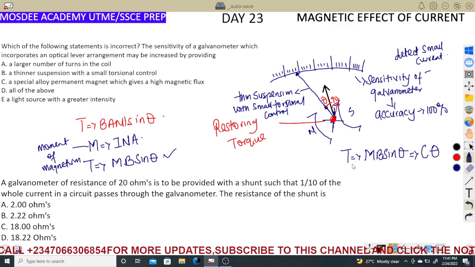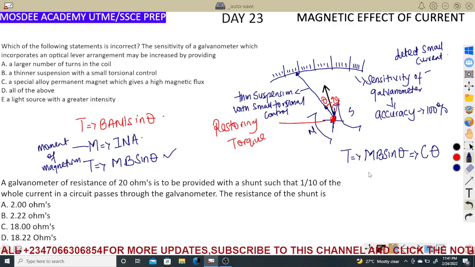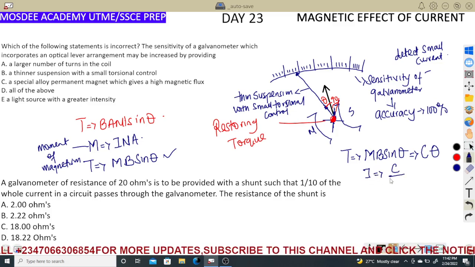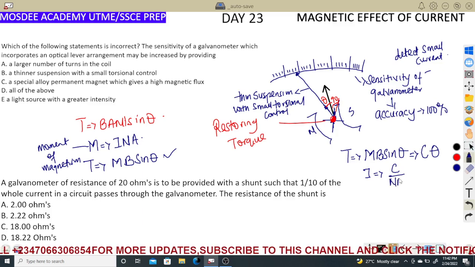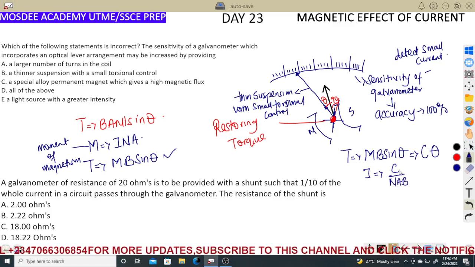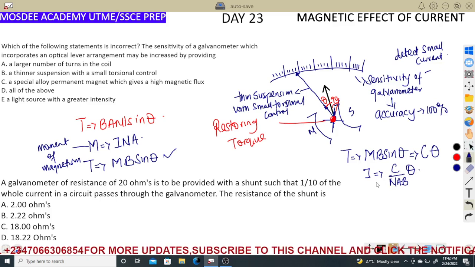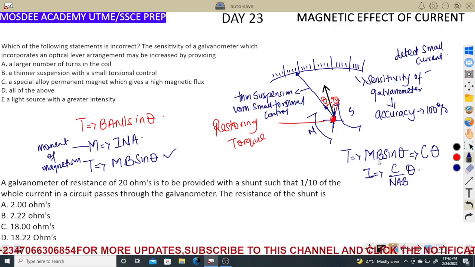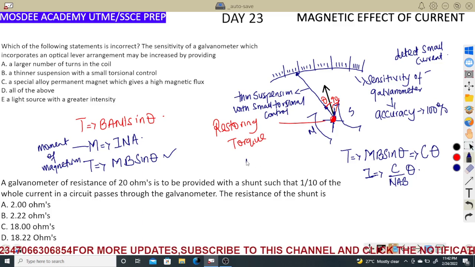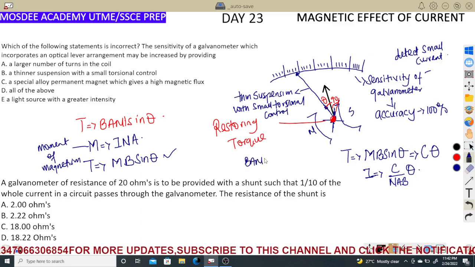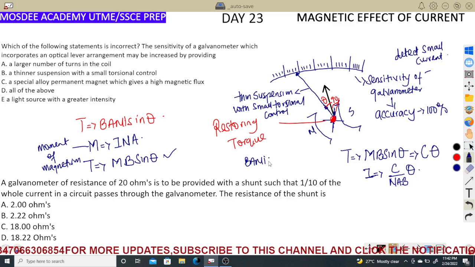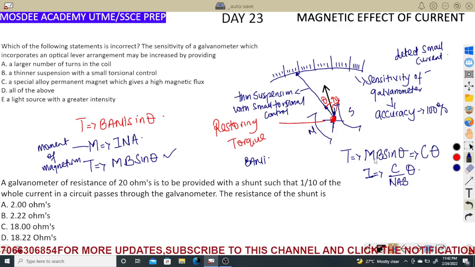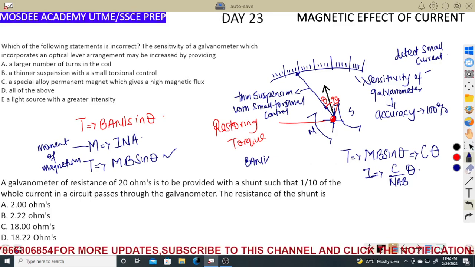So here we can now say the current sensitivity, I, is now given as C over NAB theta. So we define current sensitivity I, because I've told you what M stands for. If you don't understand, you can write it as BANI sine theta, or BANI, because the angle is 90, and sine 90 is 1. So anyhow you want to write it.